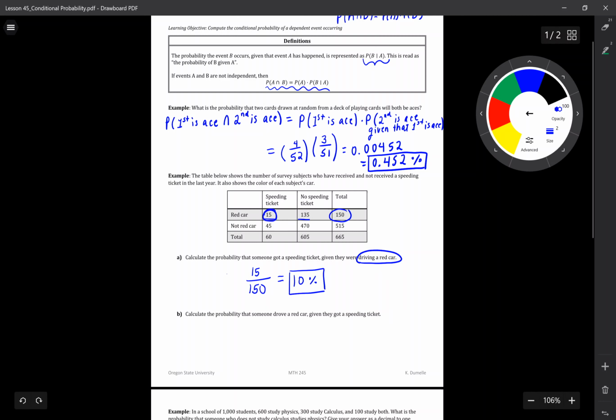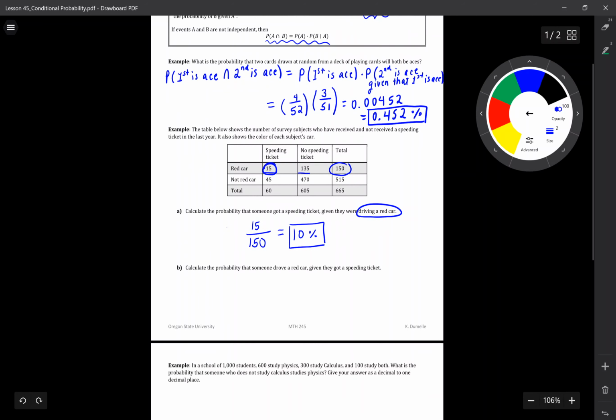Okay, calculate the probability that someone drove a red car given that they got a speeding ticket. So we have a speeding ticket. How many do we have total? We have 60 speeding tickets, so that is the total number of possibilities. And of those 60, how many of them were driving a red car? 15 of them. So this means that if you got a speeding ticket, the chances that you are also driving a red car is 1/4 or 25%.